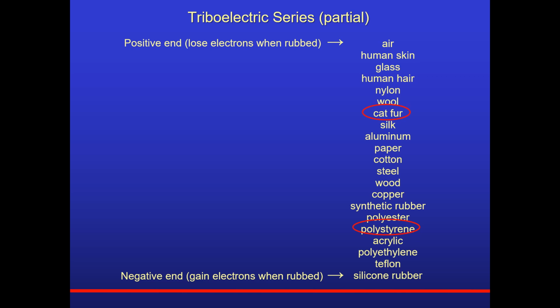Suppose you have cat fur, which is higher up the list, more likely to lose electrons, and you rub it with polystyrene, which is lower down the list, more likely to gain electrons. What you would expect after rubbing these two things together is that the cat fur would become positive and the polystyrene would become negative. Now, we haven't discussed electrical forces yet, but I will tell you, positive and negative charges are attracted to one another.